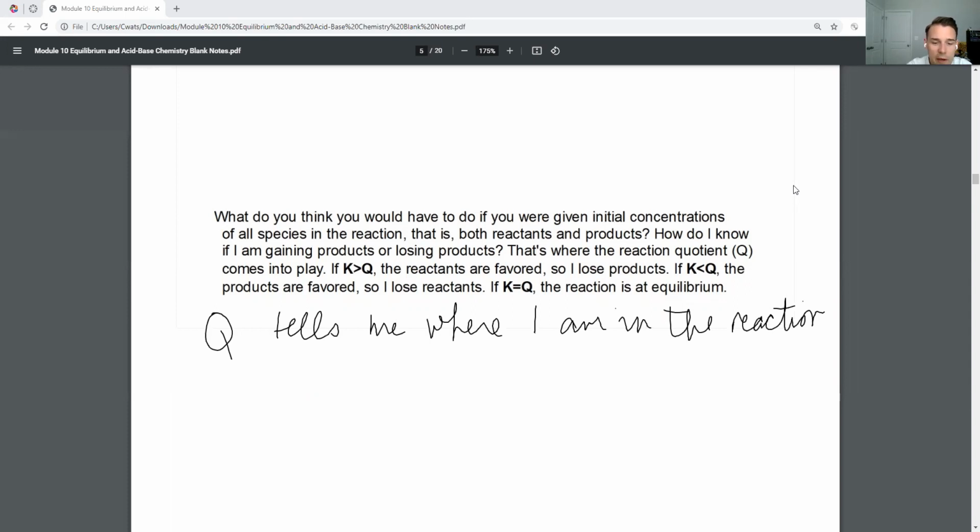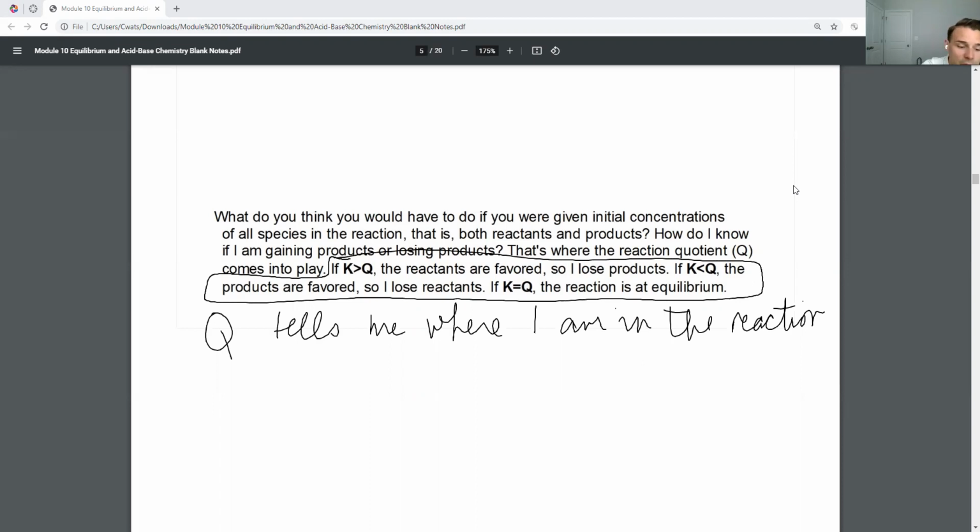So if K is greater than Q, the reactants are favored and I'm going to lose products. If K is less than Q, the products are favored, so I lose reactants. And if K is equal to Q, the reaction is at equilibrium. You need to know this. There are going to be multiple choice questions that are merely asking you a question like that. So make sure you understand that concept.